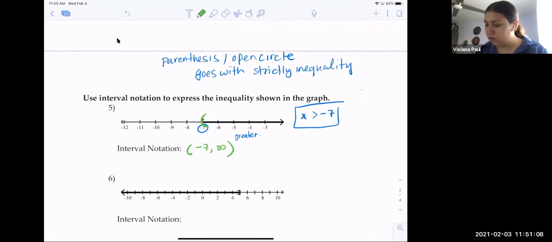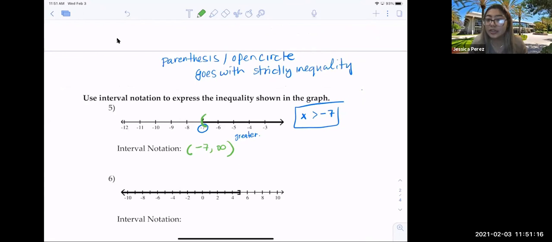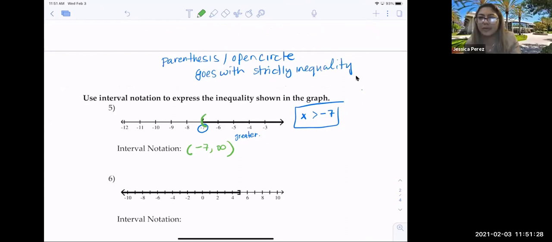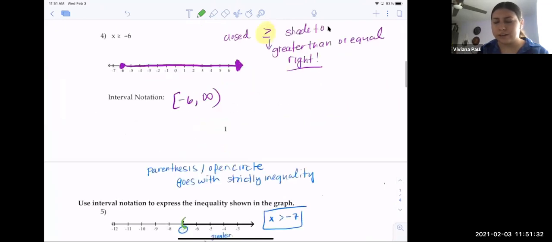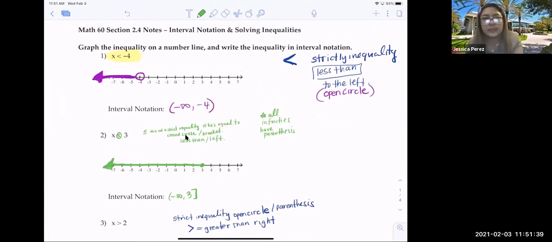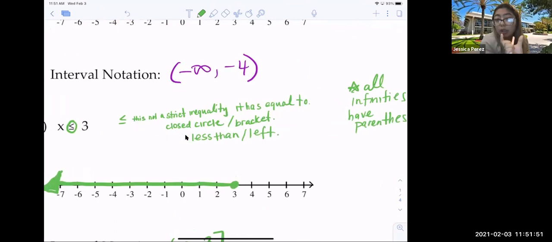Yes, Viviana. So it'll always be a strict inequality if it doesn't have the little dash on the bottom, and instead of a bracket you'll have parentheses. Remember, I wrote it over here. If it's not a strict inequality, then it'll have the bracket. That's why it's important to write notes on the side. It says this is not a strict inequality. It has an equal to, meaning the little line on the bottom. It says closed circle slash bracket. So you can either see a bracket or a closed circle. They go hand in hand because it has an equal to on the bottom.